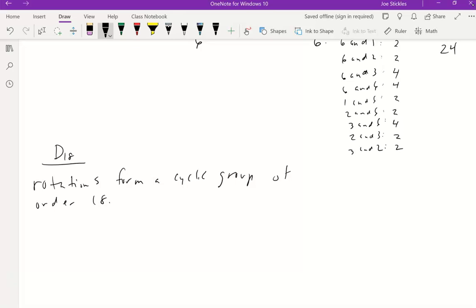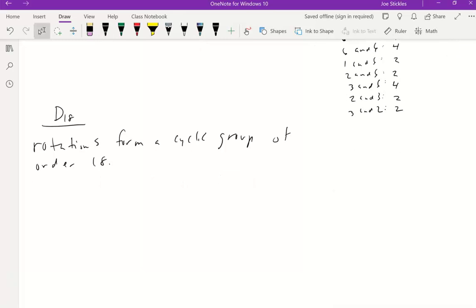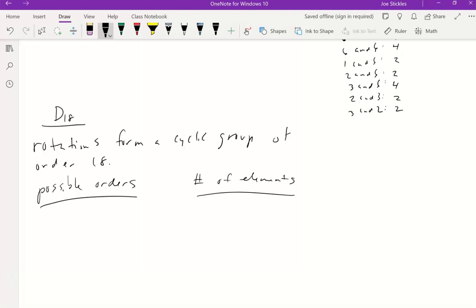So now you should be able to count the number of elements of each order in that group. Because a cyclic group of order 18 may as well be Z18. How do we count the number of elements of certain orders in a cyclic group? What do we look at? The phi function and look at the divisors, right? So what are your possible orders? What divides 18?